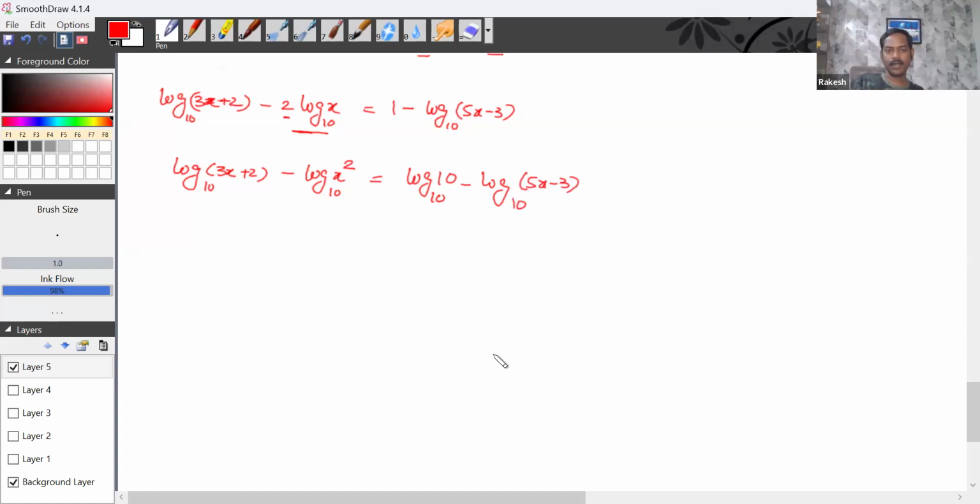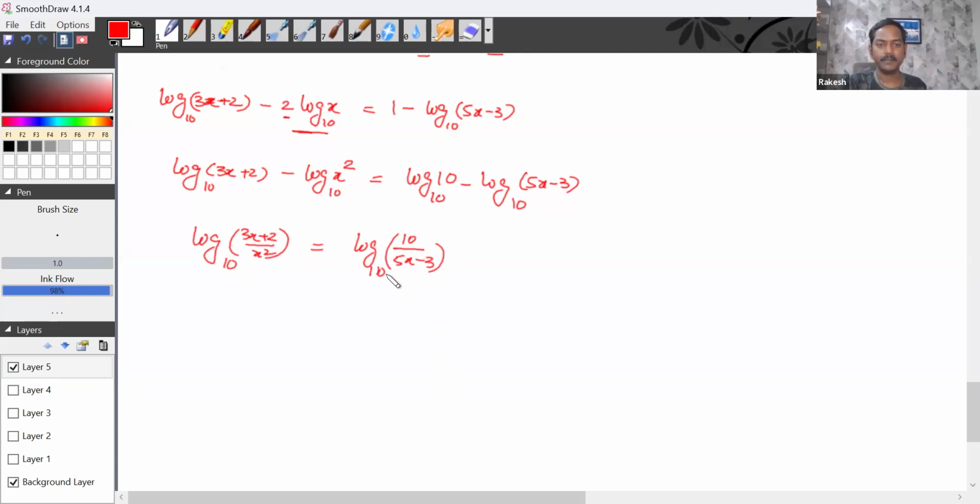The purpose here is that I have to take every logarithm term as base 10, right? So that I can apply rule number 1 or rule number 2, depending upon their application. So what I can do here is take this as log of x minus log of y, which is nothing but rule number 2. This is 3x plus 2 divided by x square with base 10. Here again, this would be log of 10 divided by 5x minus 3 with base 10.